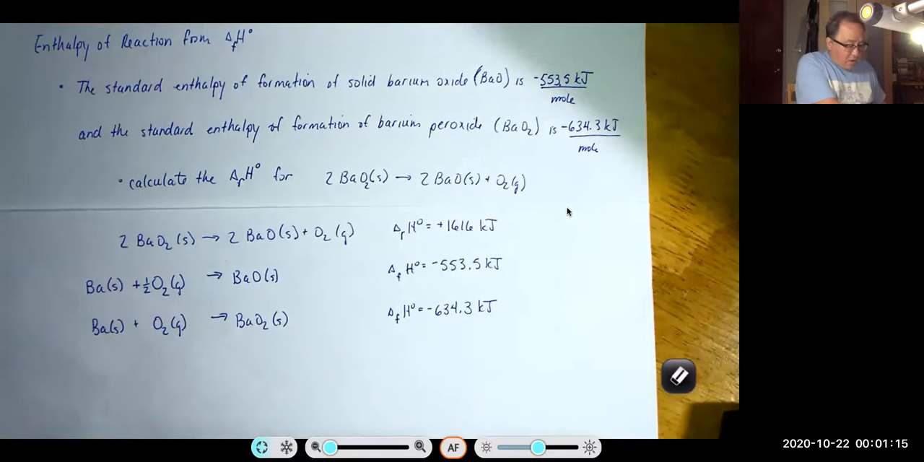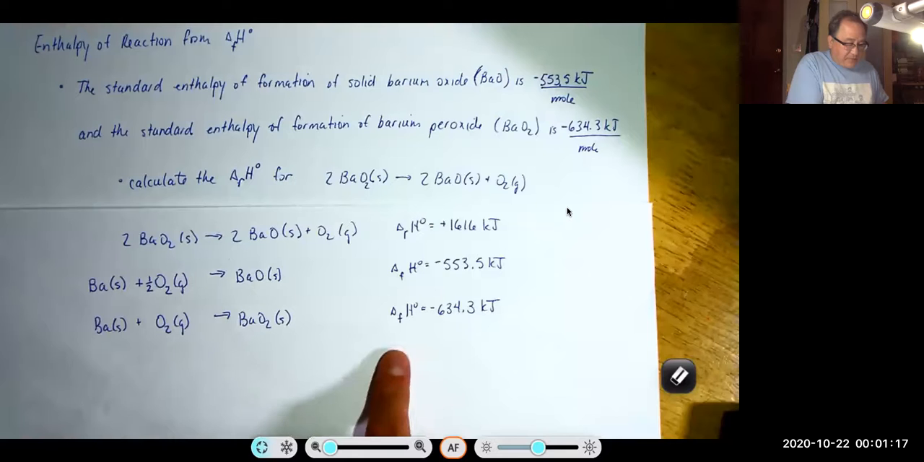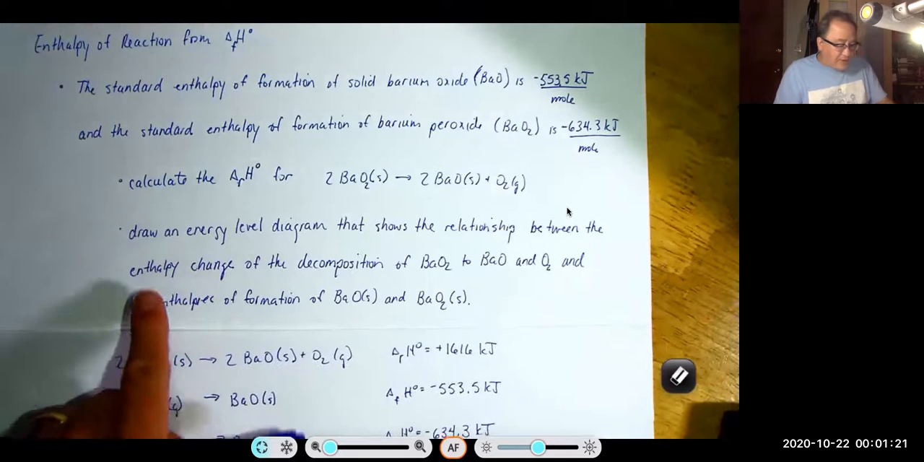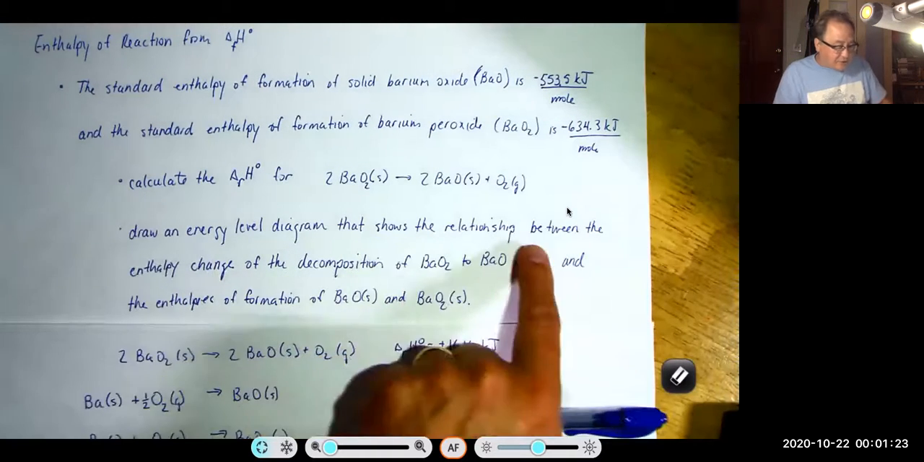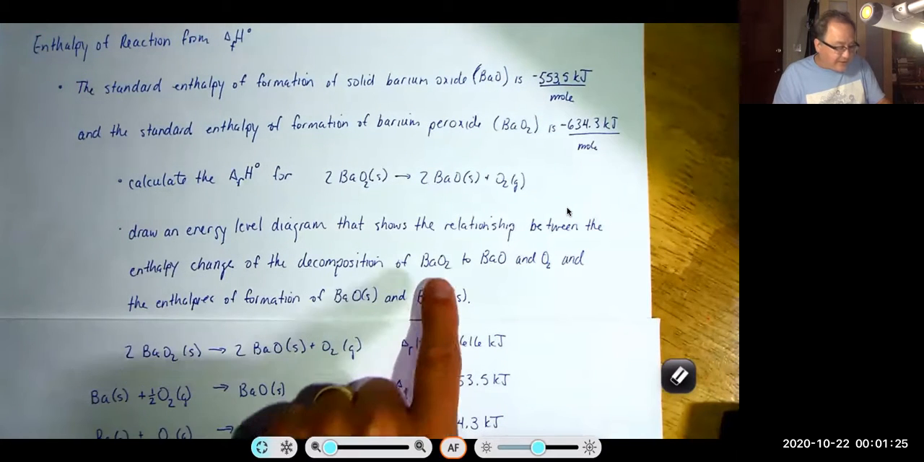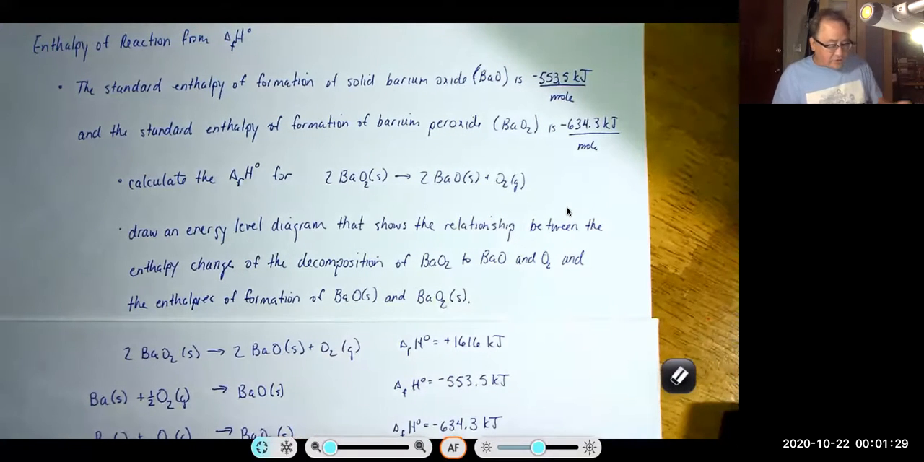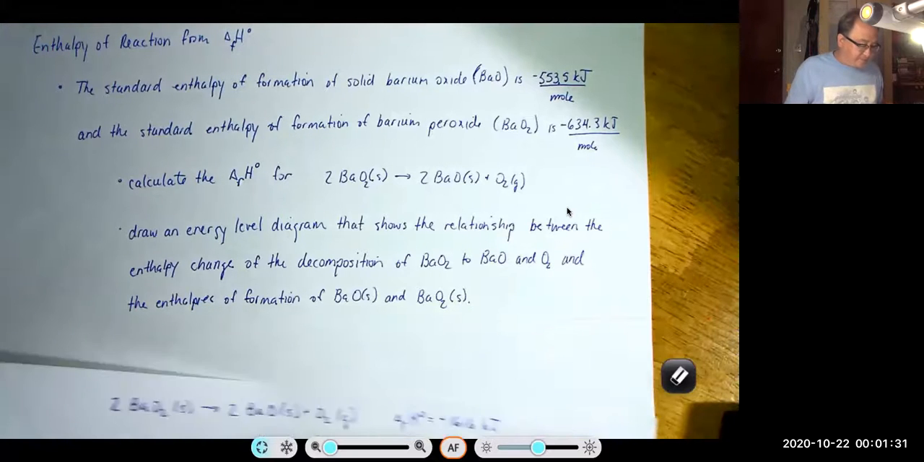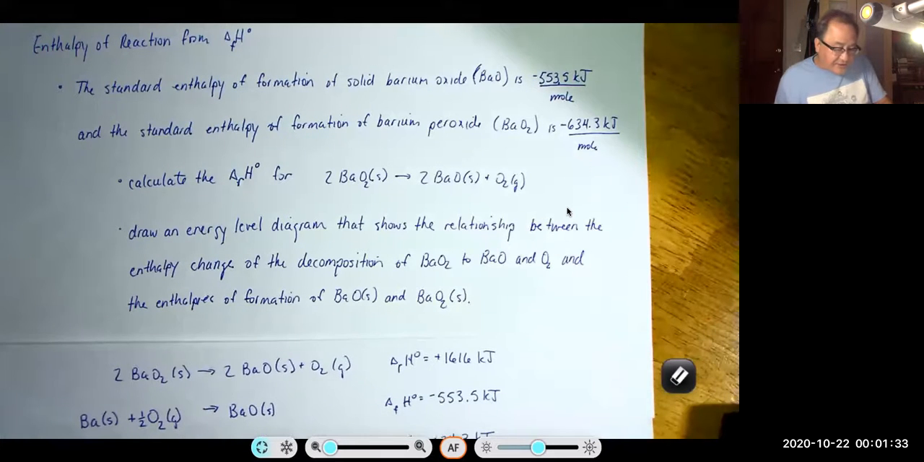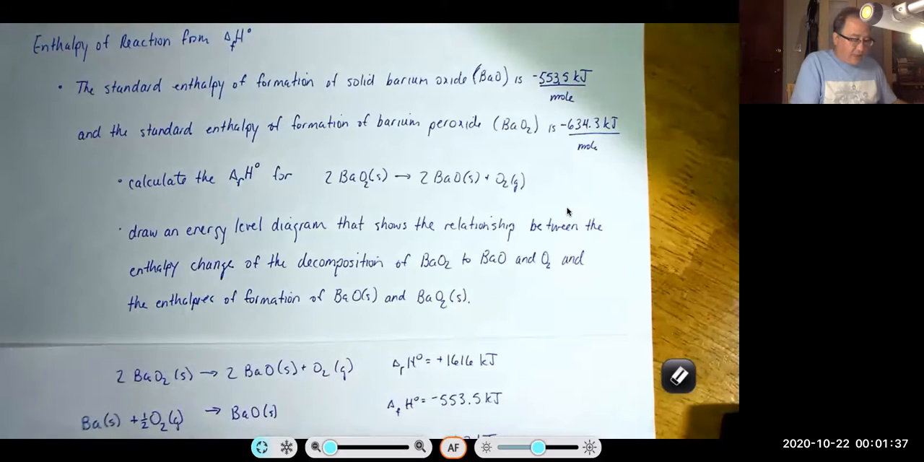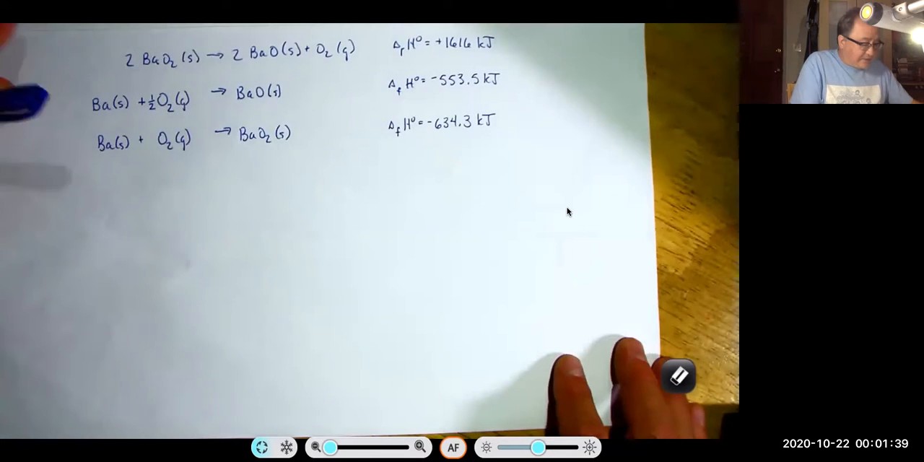So I have all 3 reactions written out, and we're supposed to draw an energy level diagram that shows the relationship between this, and this, and also O2. Well, actually, I should say this decomposing to this and these two. So I have everything I need right here.